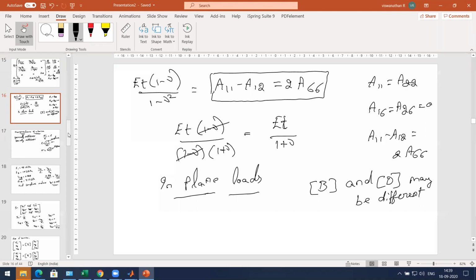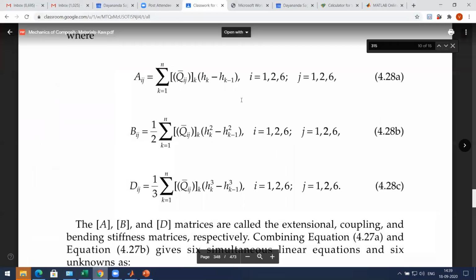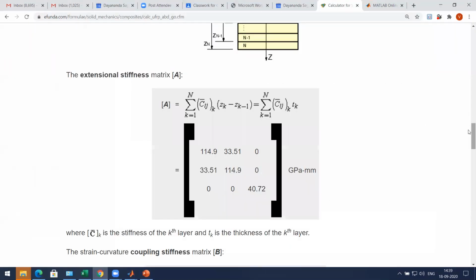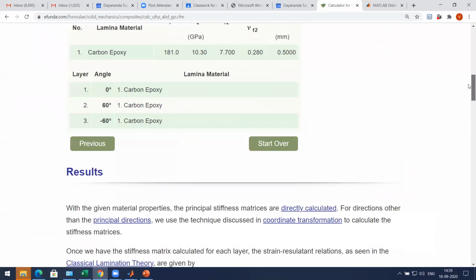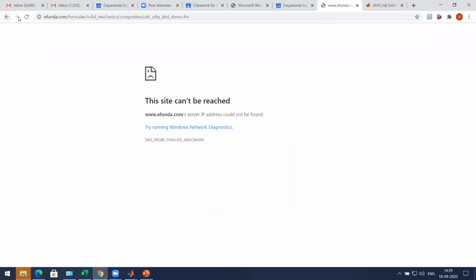Okay. Now we will look at a composite laminate which will actually do that. Okay. What happened?